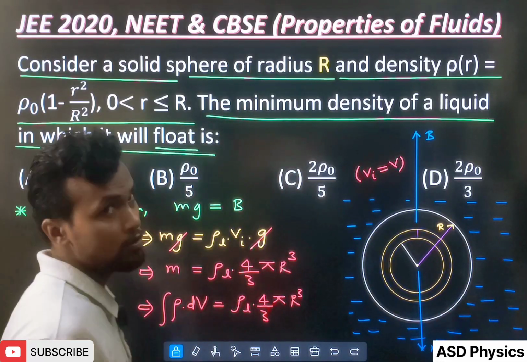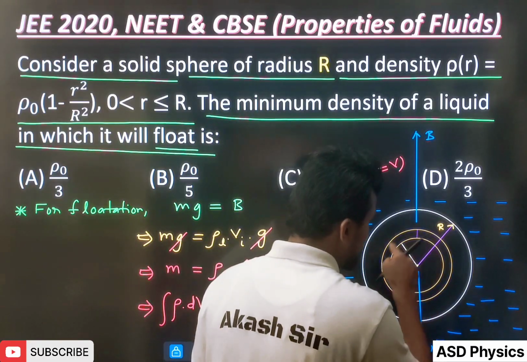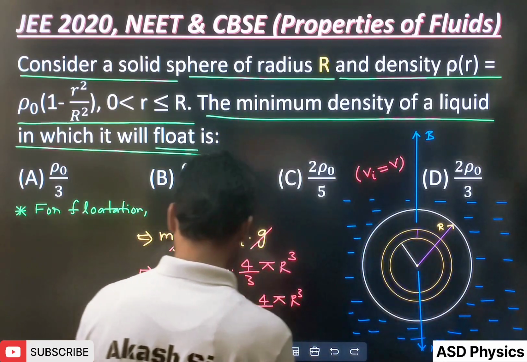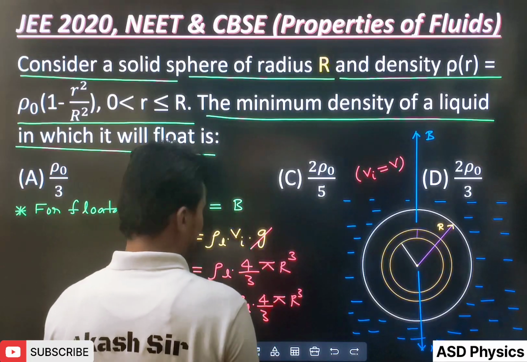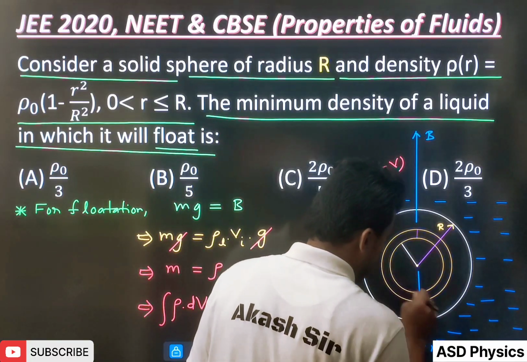Now to get the very small volume dv, I will take a very thin ring. And what is the radius? The inner radius is this one here.